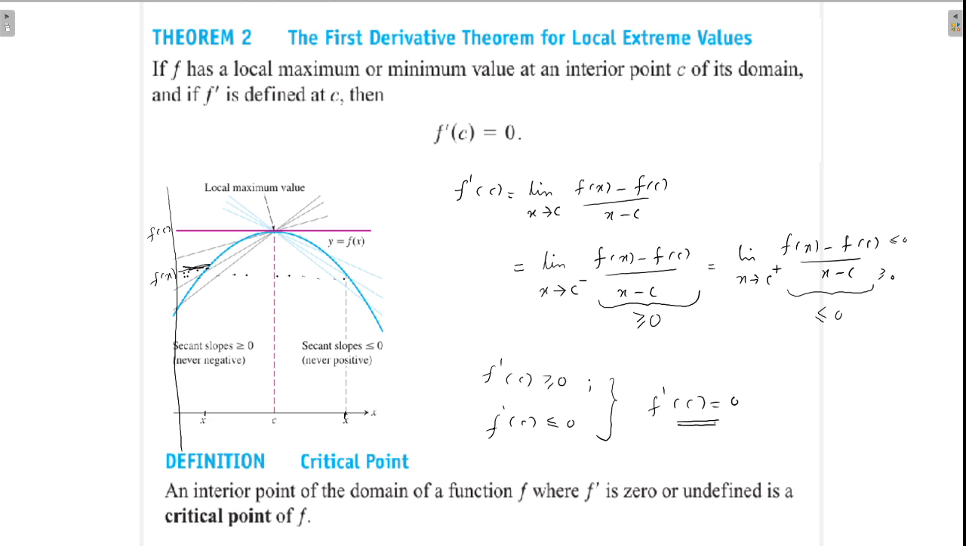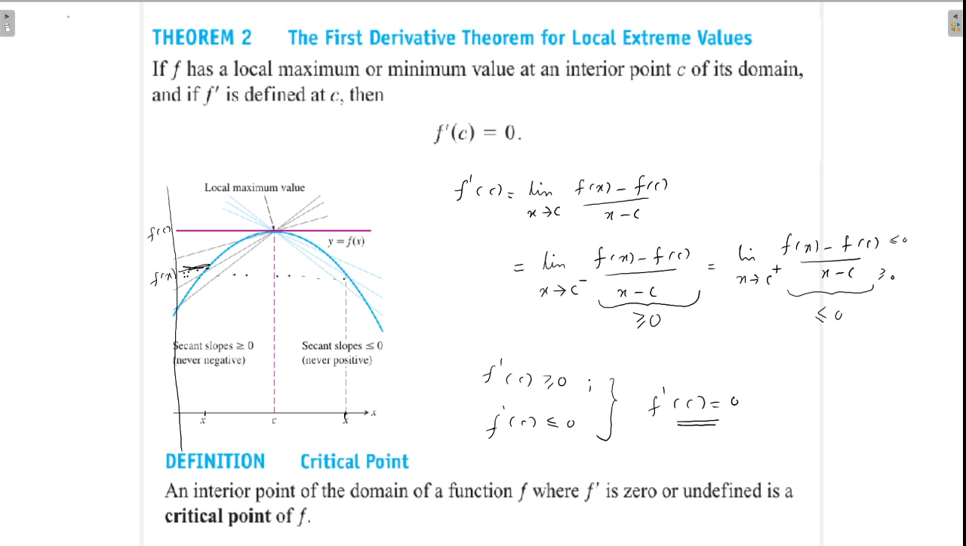So whenever a differentiable function attains one of the extrema at the point x equal to c, we can say that the derivative of f at the point x equal to c should be 0. This is what we call the first derivative theorem for local extrema values. This is also called a necessary condition for attaining a local maximum or local minimum of a differentiable function. That is very important. You should remember that this holds only for differentiable functions.